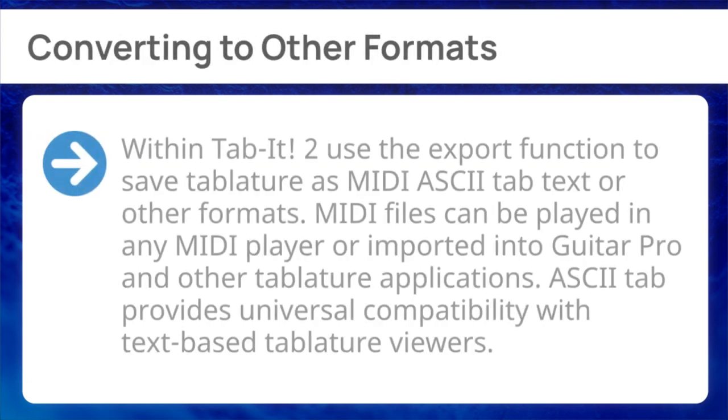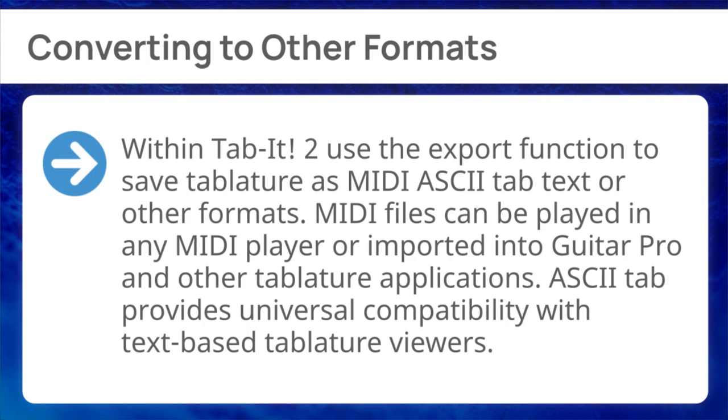Next, converting to other formats. Within TB2, use the export function to save tablature as MIDI, ASCII, tab text, or other formats. MIDI files can be played in any MIDI player or imported into Guitar Pro and other tablature applications. ASCII tab provides universal compatibility with text-based tablature viewers.